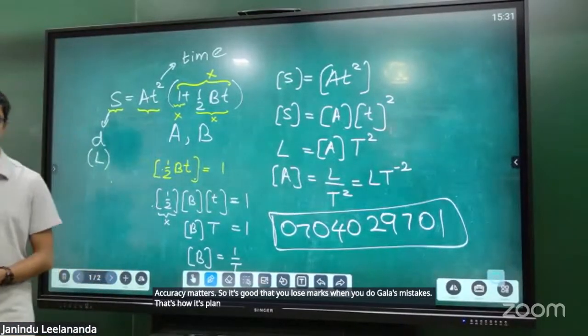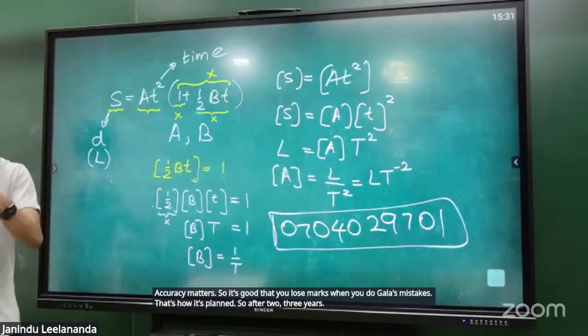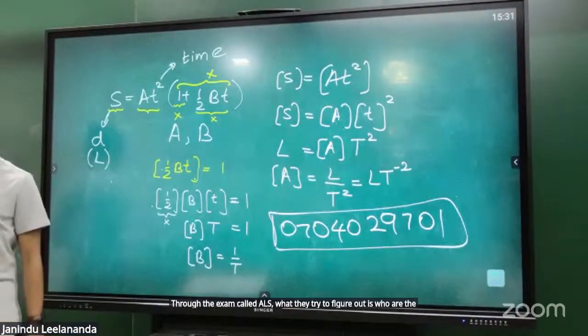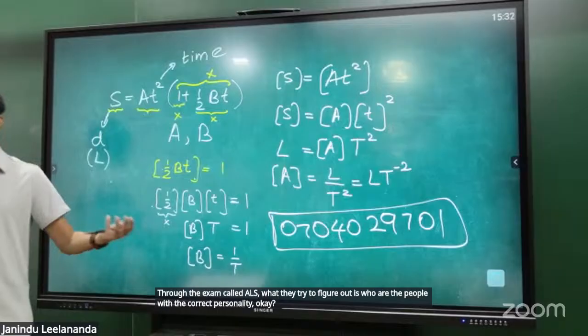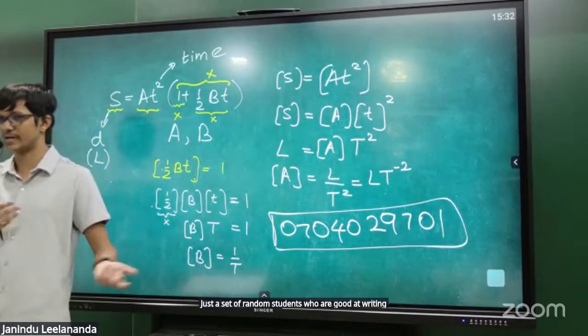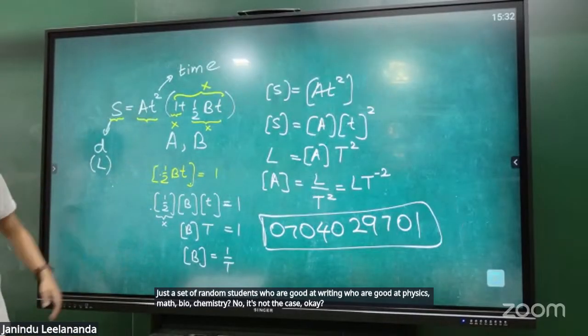So after 2-3 years, through the exam called A levels, what they try to figure out is who are the people with the correct personality, okay? Not just a set of random students who are good at writing, who are good at physics, maths, bio, chemistry. No, it's not the case, okay?